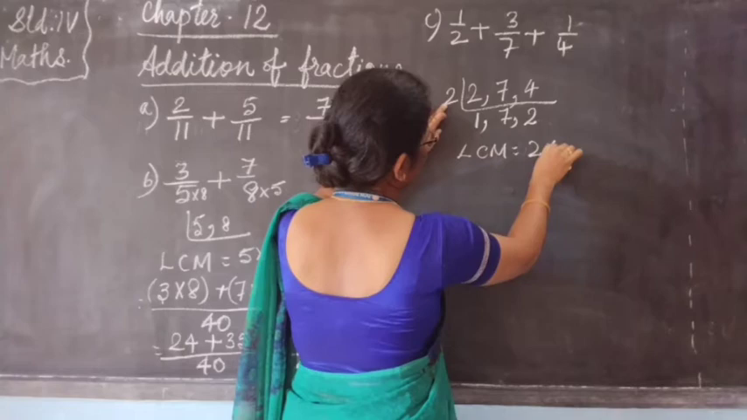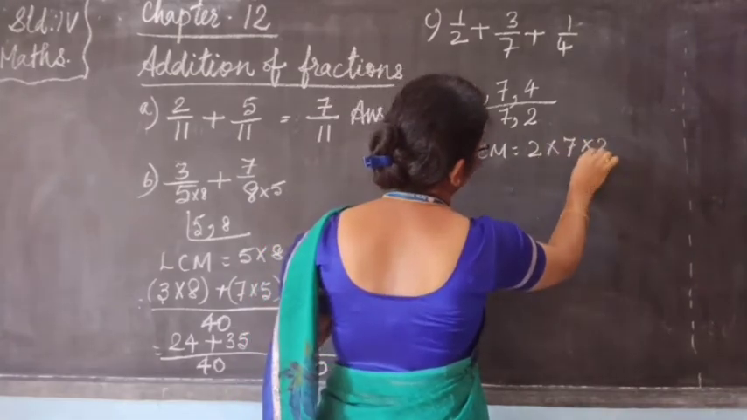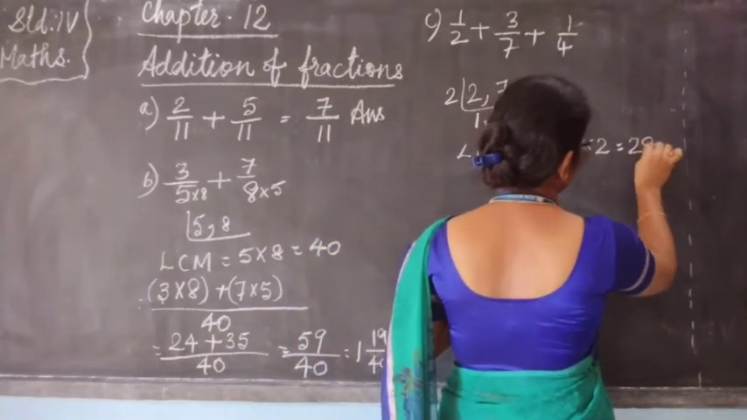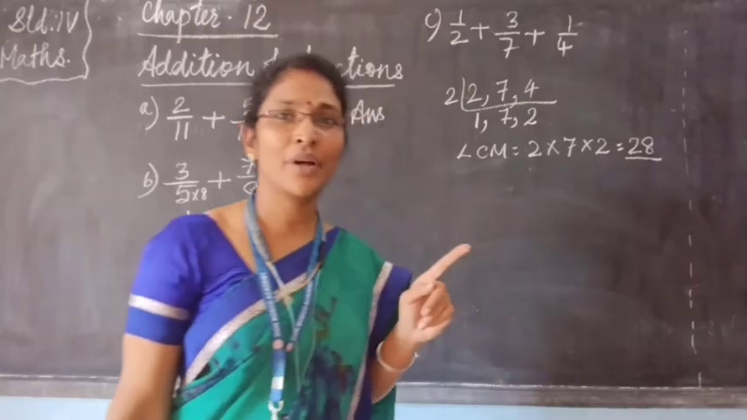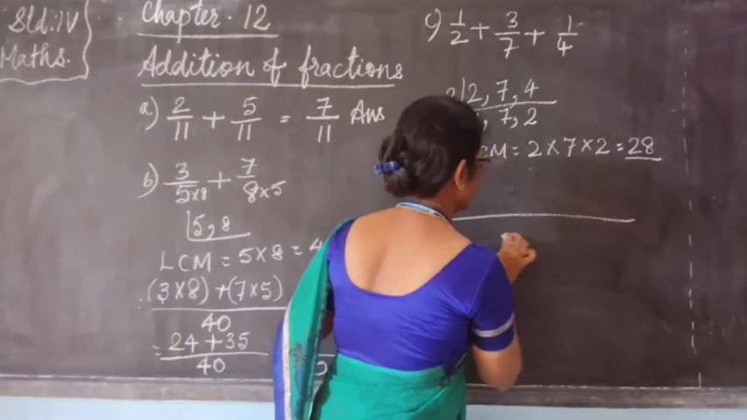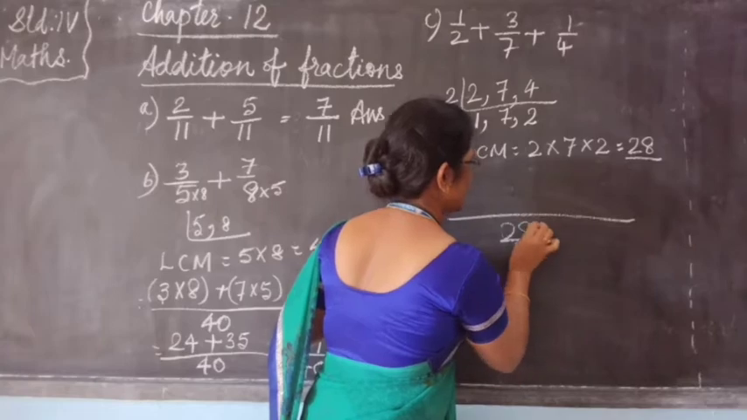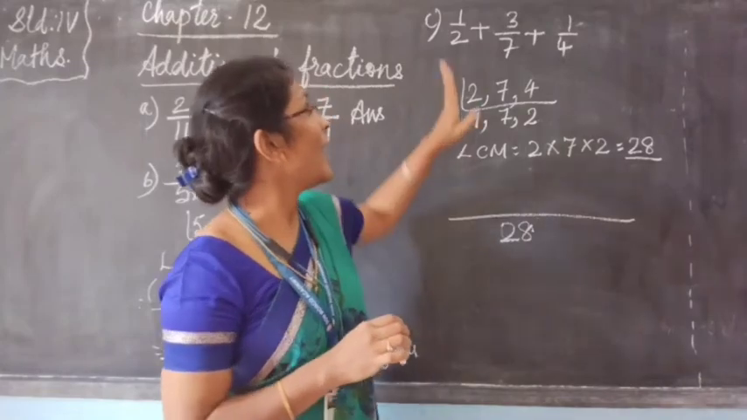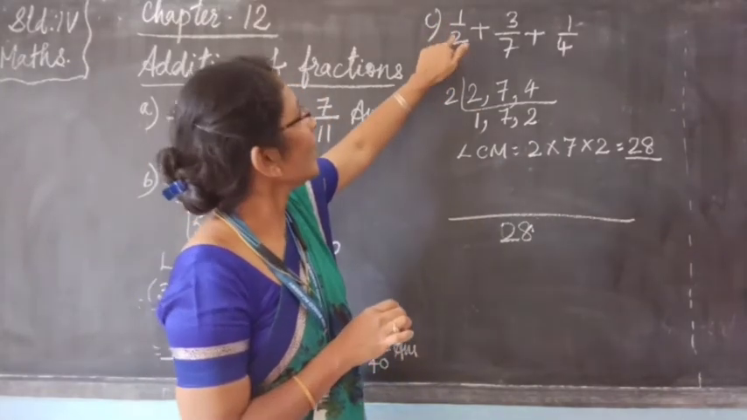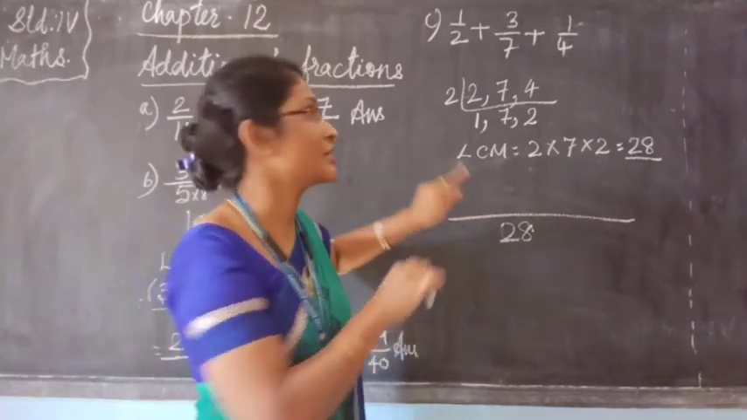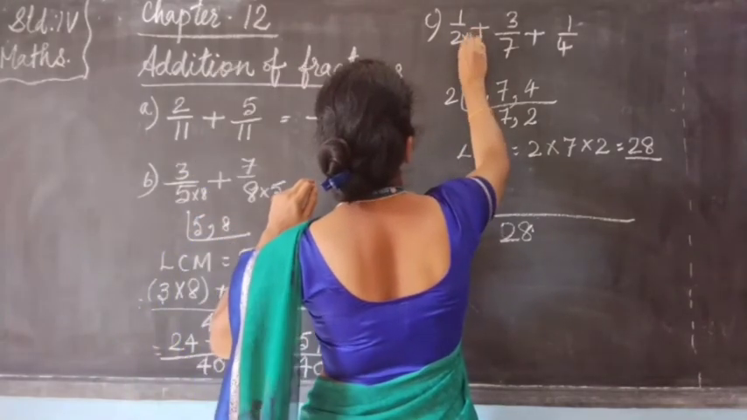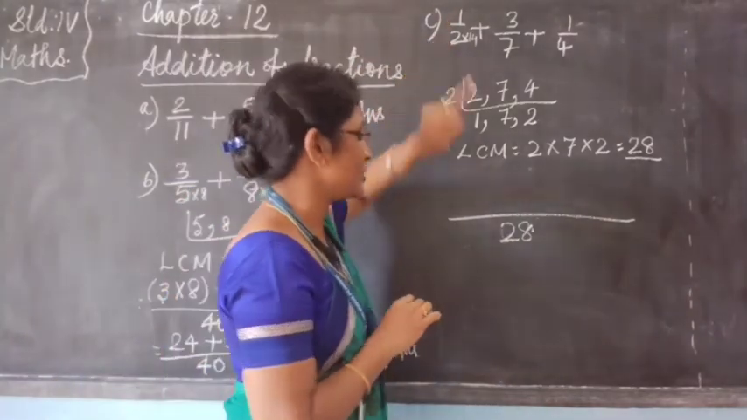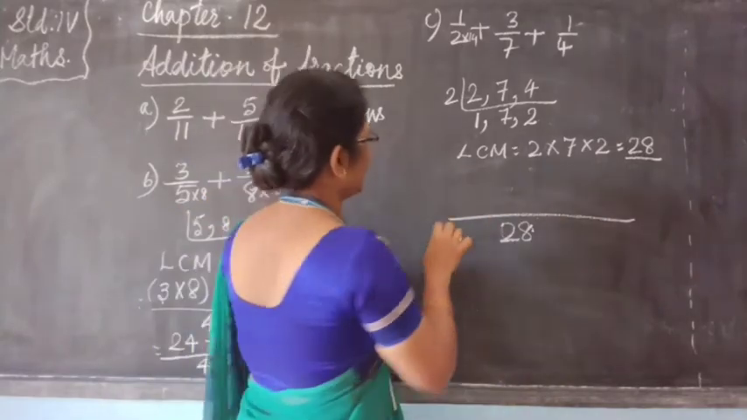LCM is 2 multiplied by 7 multiplied by 2. That is 2 2s are 4. 4 7s are 28. Now the next step, we can write the denominator as 28. That LCM will become the denominator here. Now we have to go to the question. How many 2s are 28? 2 14s are 28. Then we have to multiply the numerator also with 14.